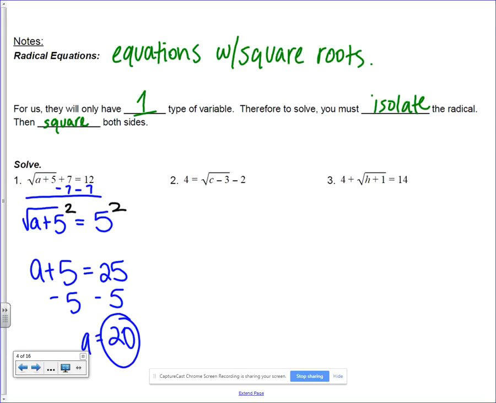We've talked about that. If the highest power is 2, it has 2 answers. If the highest power is 1, it has 1 answer. Good? Okay, let's check it. Here we go. If I put that 20 right there, what's 20 plus 5? What's the square root of 25? Plus 7. 12. Bingo, right? That's what I want it to equal.